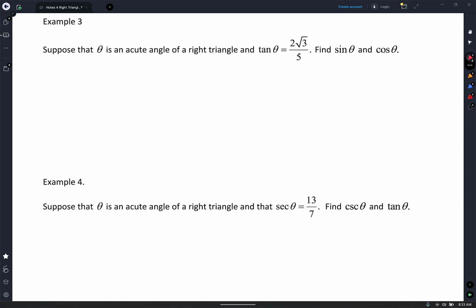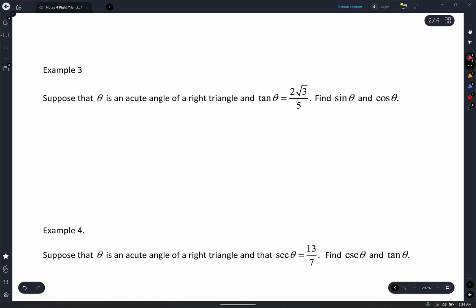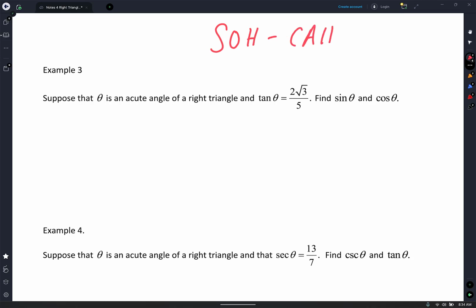All right. So here you go, guys. Here's the next one. Suppose that theta is an acute angle of a right triangle, and that tan theta is 2 square root of 3 over 5. Find sine and cosine theta. So right here above example 3, write SOHCAHTOA. Once you're beasts, you don't have to write that anymore. But right now we're kind of rookies.